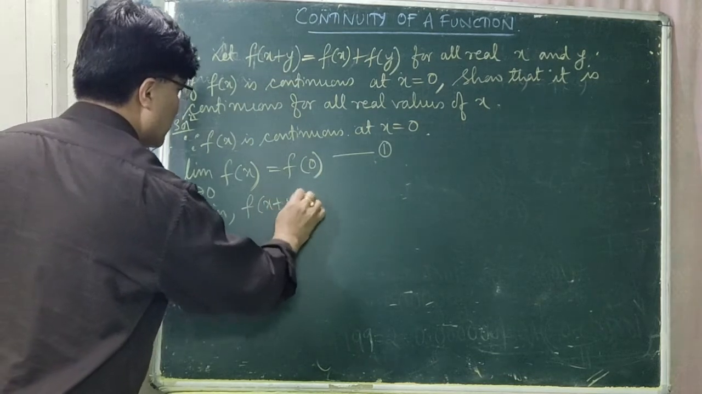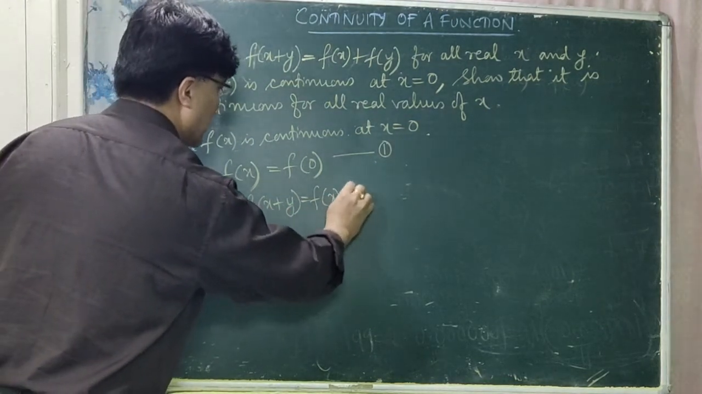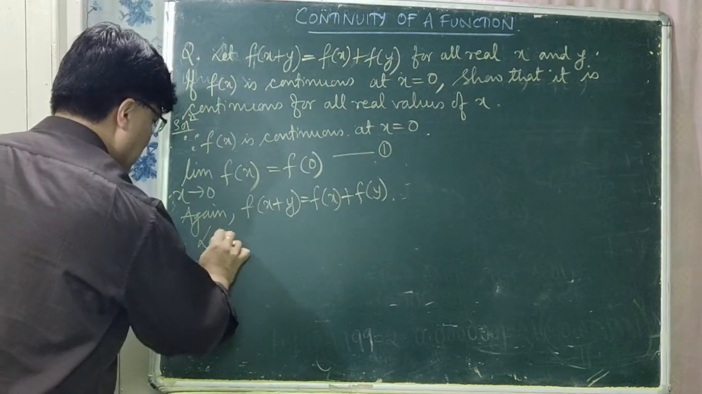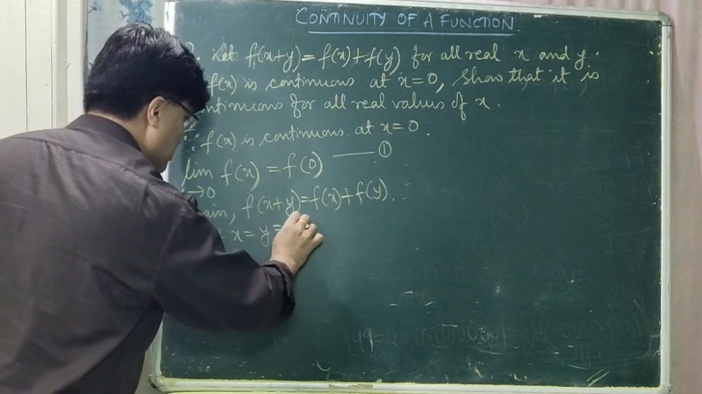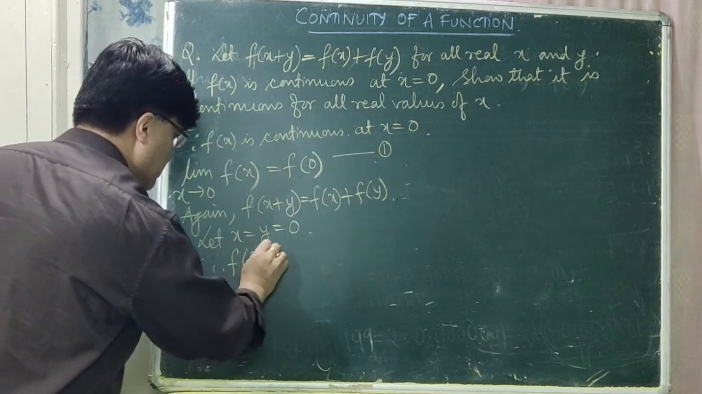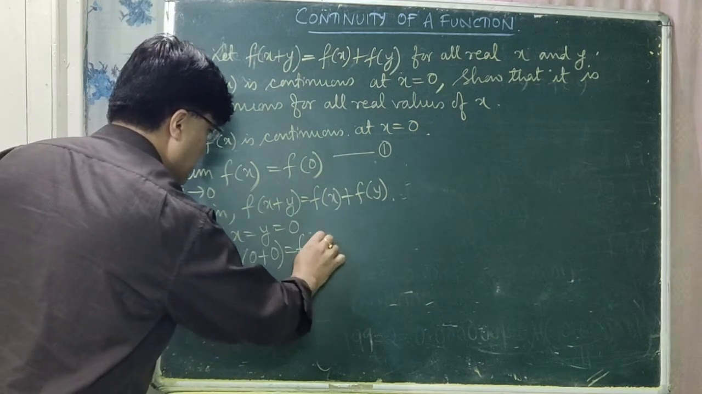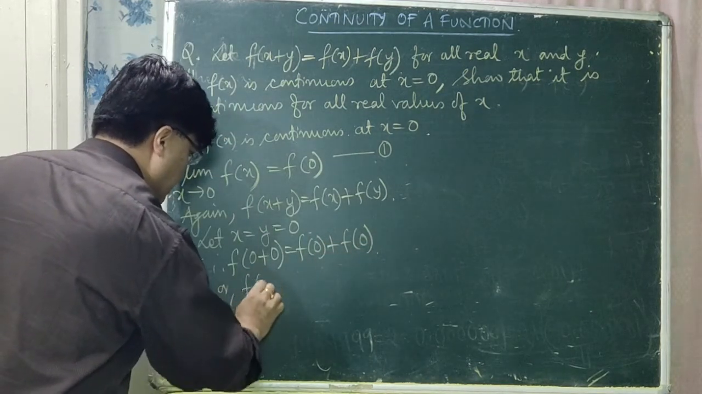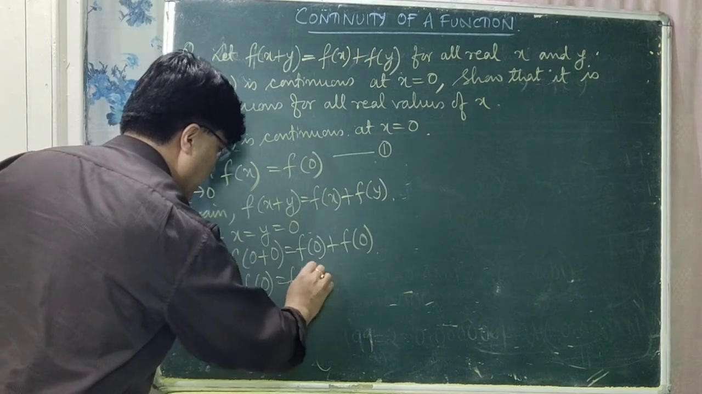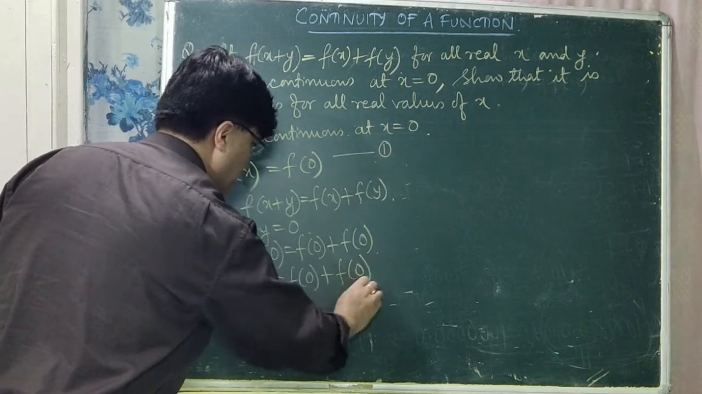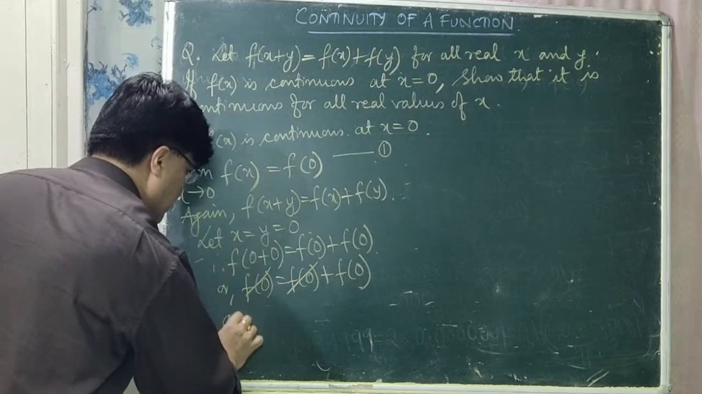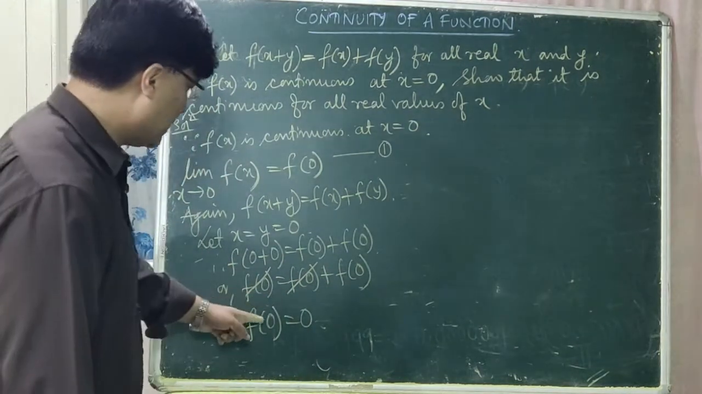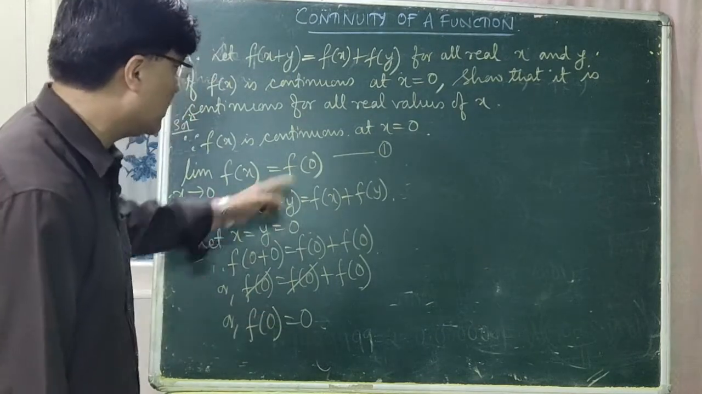f of x plus y is equal to f of x plus f of y. So let us put, let x is equal to y is equal to 0. That is, f of 0 plus 0 is equal to f of 0 plus f of 0. Or this is your f of 0 is equal to f of 0 plus f of 0. One of these f of 0 will be cancelled, which is f of 0 is equal to 0. So we can put the value for f of 0 which is equal to 0 in number 1.